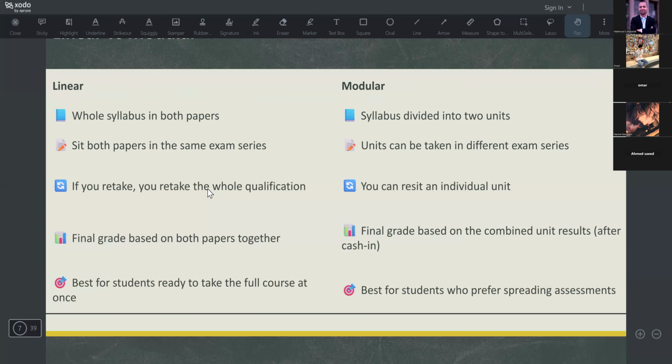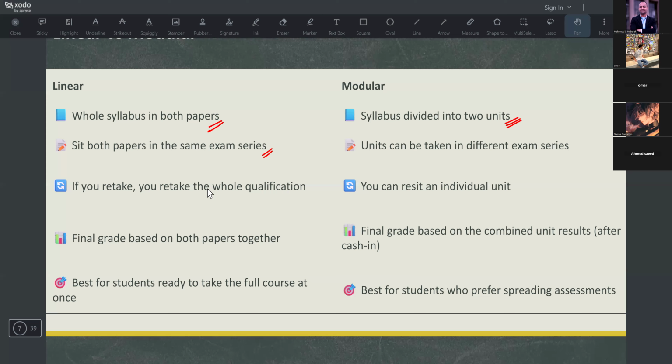Okay, so what is the difference between linear and modular? Linear: the whole syllabus is covered in both papers. Paper 1 covers the whole syllabus, and Paper 2 also covers the whole syllabus. In modular, the syllabus is divided into 2 units. In linear, both papers are sat in the same exam series. Here, you can take them in different exam series. You can do Unit 1 in the October, November session, and you can do Paper 2 or Unit 2 in the May, June session. But for the linear assessment option, you can't do that.